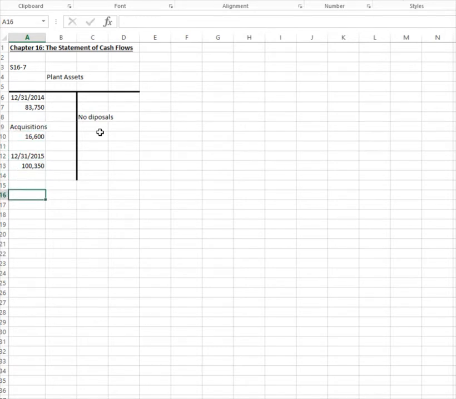Okay, so that one's pretty simple. When there's no disposals, all we really had to do was this pretty simple subtraction problem to get us from the ending balance of 2014 to the ending balance of 2015. Okay, so that was requirement 1.